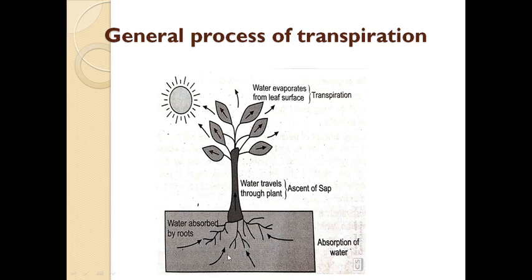See here, continuous absorption of water takes place by the root, and this water travels through the stem and is provided all over the aerial plant parts. There is a continuous water loss in the form of water vapor, and a continuous absorption of water. The water absorption process is directly proportional to the transpiration process. If transpiration is more, then water absorption is also more. This diagram shows the process of transpiration.